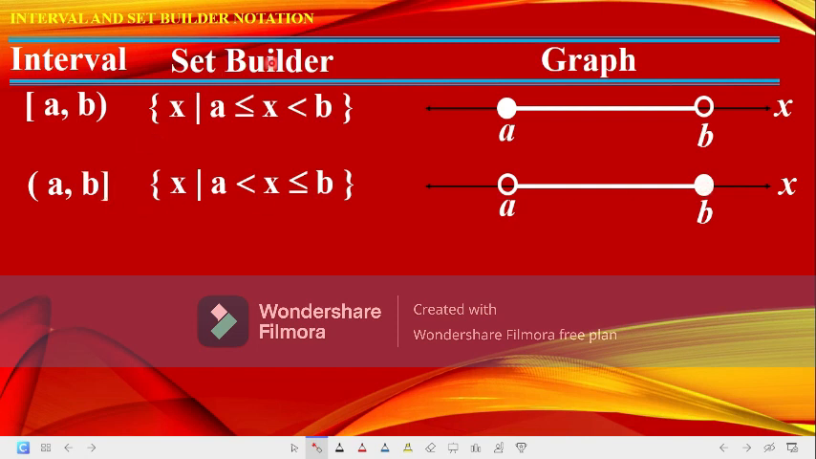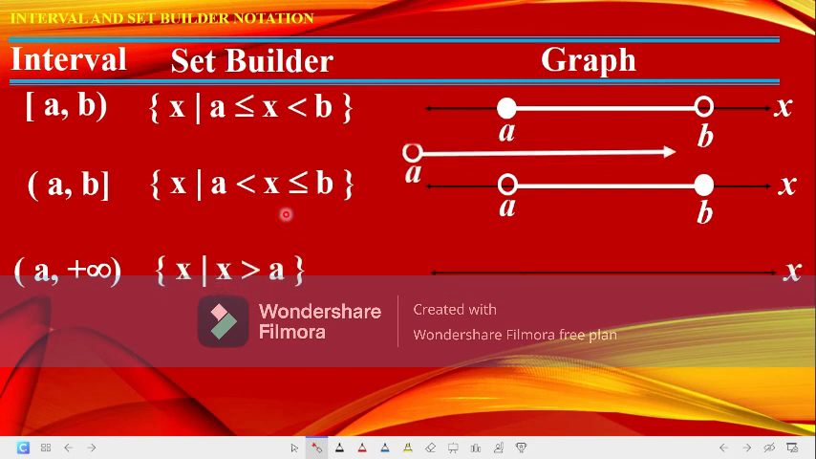And in set builder notation, we're going to express that one as, always remember, you have to write the braces. The set of all x's such that x is greater than A and less than or equal to B. Again, the set of all x's such that x is greater than A and less than or equal to B. Let's proceed to the next graph.